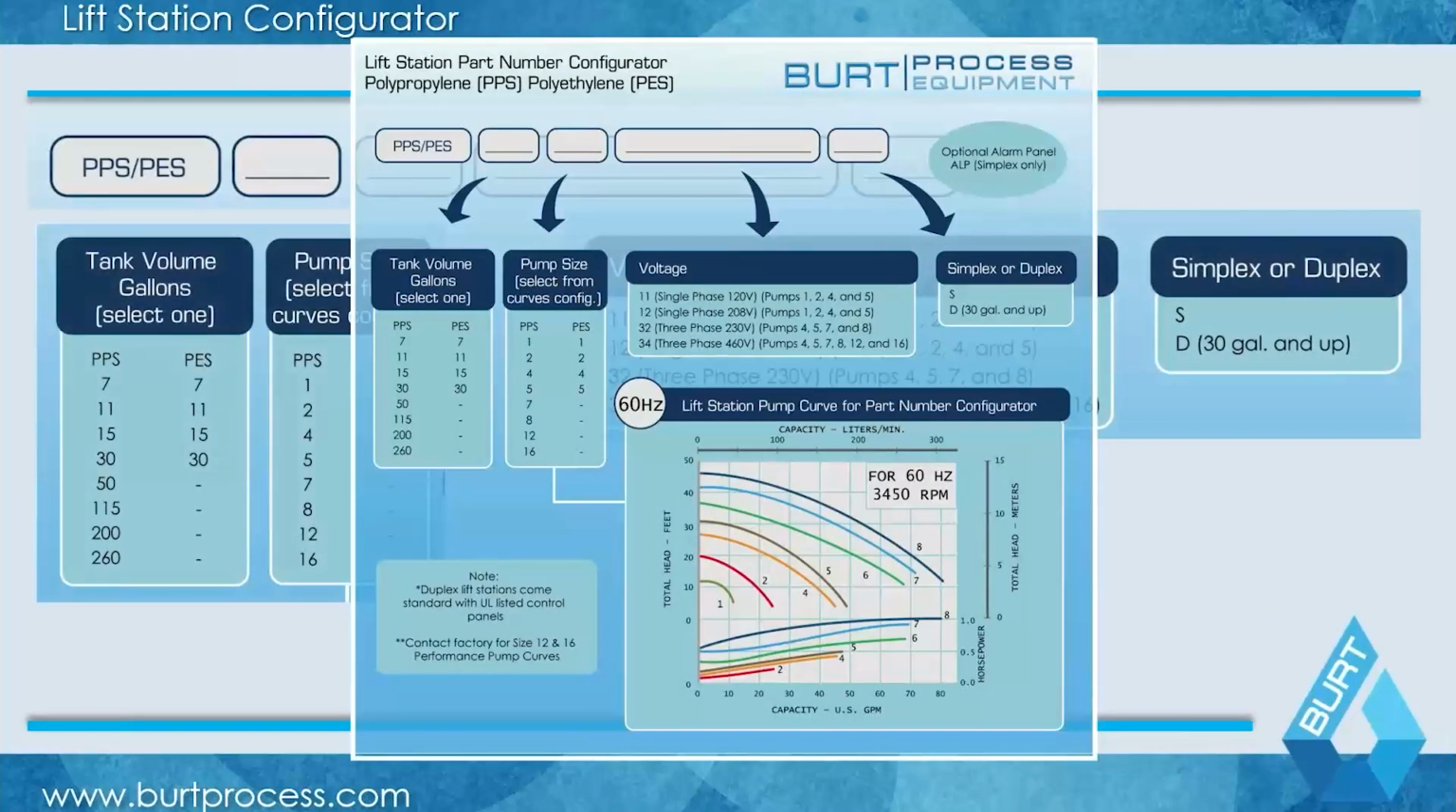Burt Process does offer a number of standard design lift stations, ranging in a fairly typical range from about zero to about 80 gallons a minute, and tank volumes from 7 gallons, which are ones designed to go into, say, a lab chase or a lab sink, to 260 gallons, which can then support a small industrial or multi-lab building. And these all use corrosion-resistant CPVC, polypropylene, or PVDF vertical style pumps.